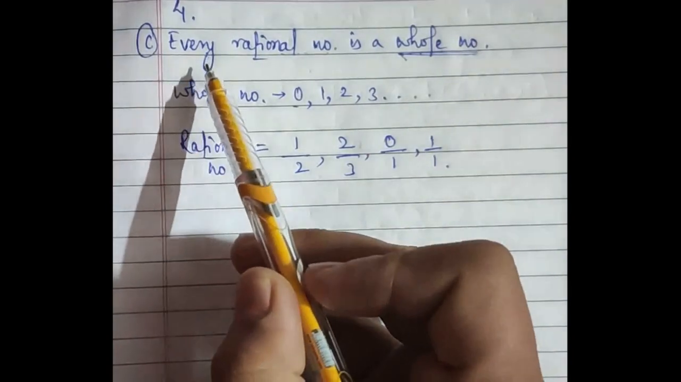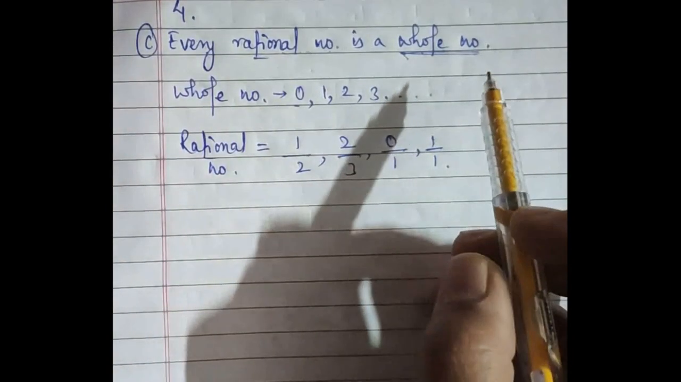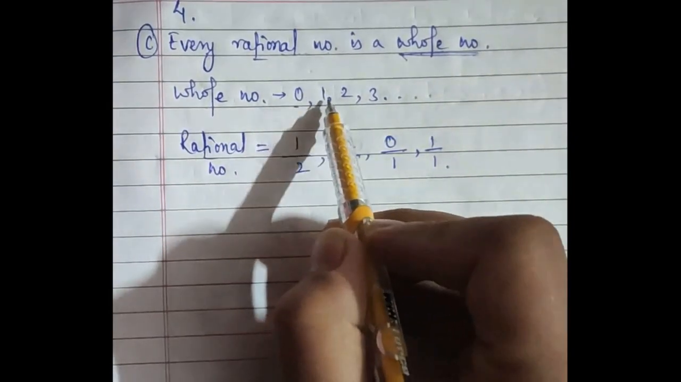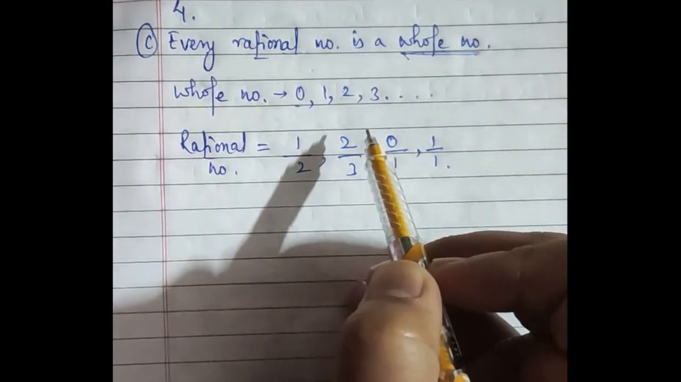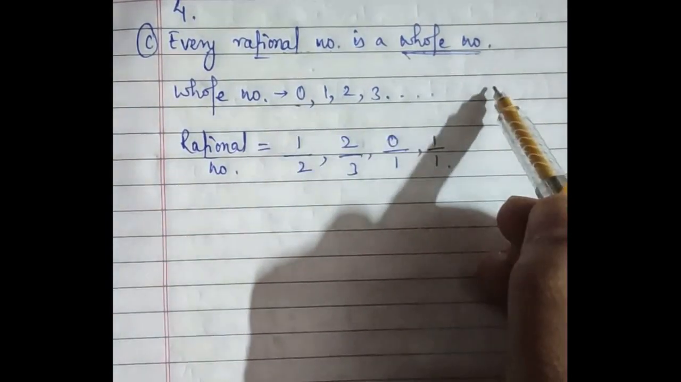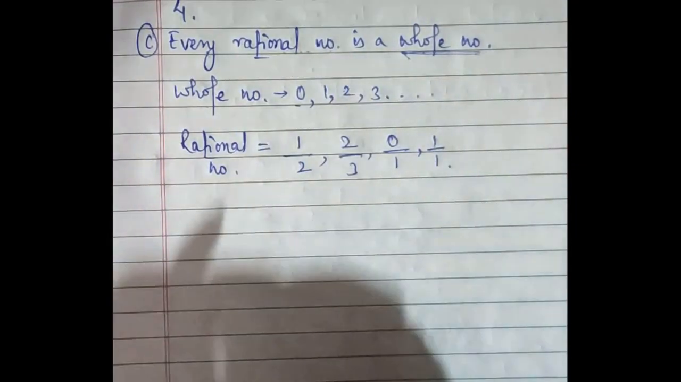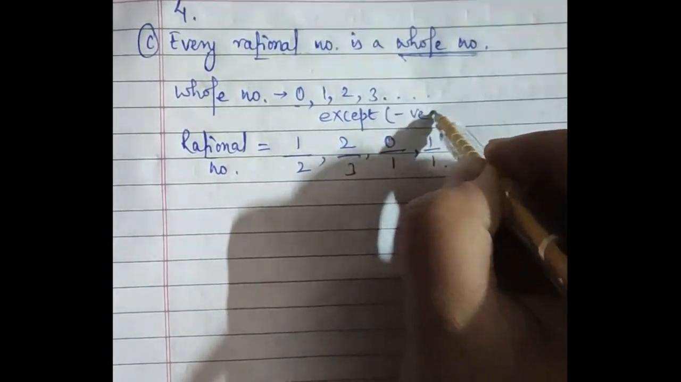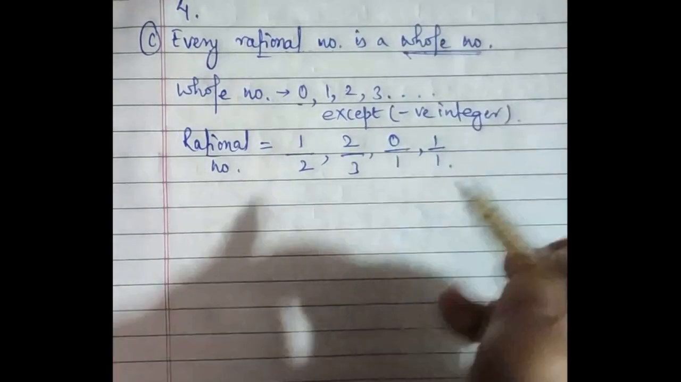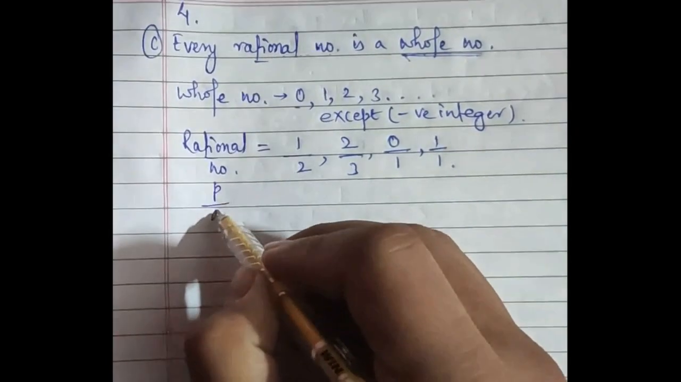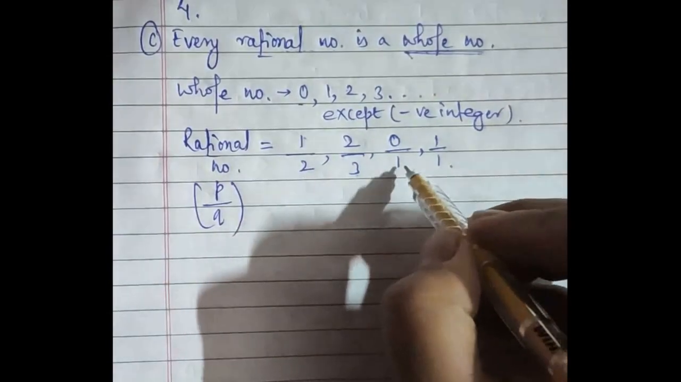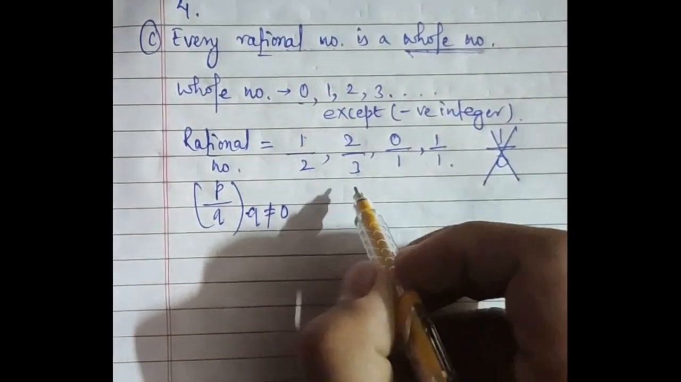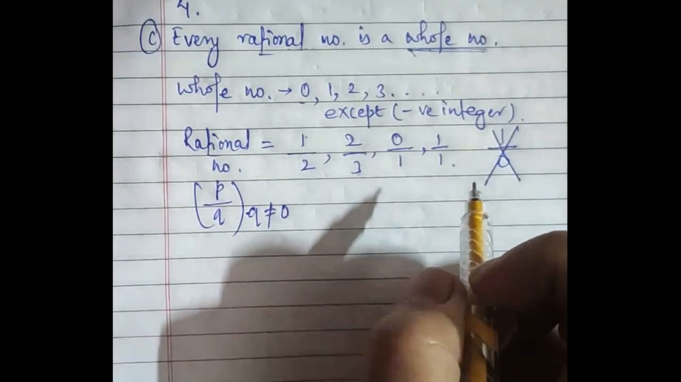Here the question states that every rational number is a whole number, right? So if I consider whole numbers, I have written here the whole numbers 0, 1, 2, 3. You know what a whole number is, right? So starting from 0 till infinity, you have whole numbers, except negative integers, isn't it? So rational numbers are those which can be represented in the form of p by q, like 1 by 2, 2 by 3, but q should not be equal to 0. If you have say 1 by 0, then it is not a rational number. Okay, so we know this is a rational number.